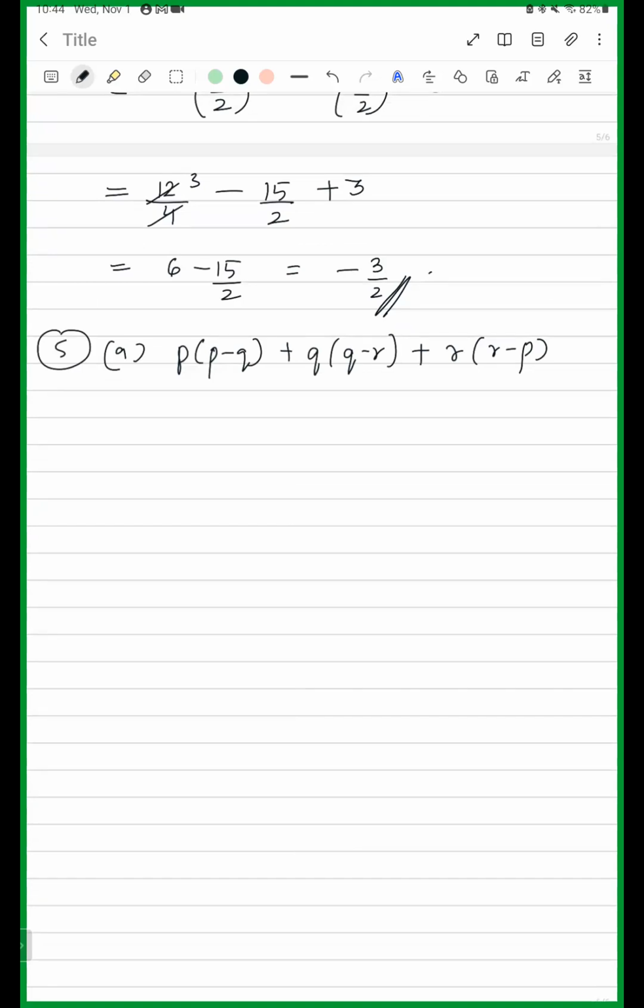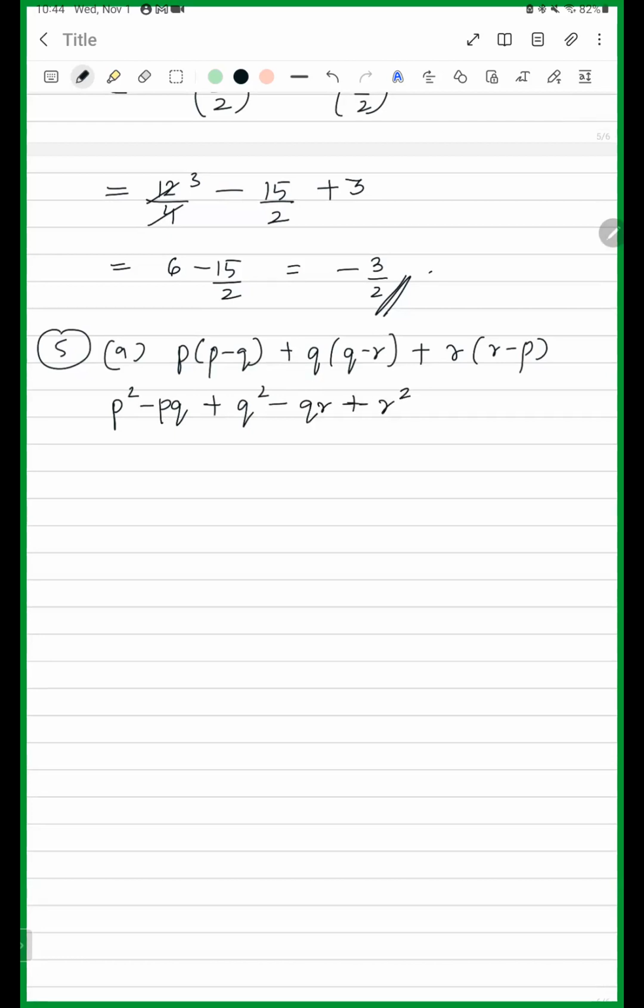p square minus pq. Very good. Plus q square minus qr, plus r square minus rp. Very good. Now do we have any like terms here? No, we don't, right? We don't have any like terms.